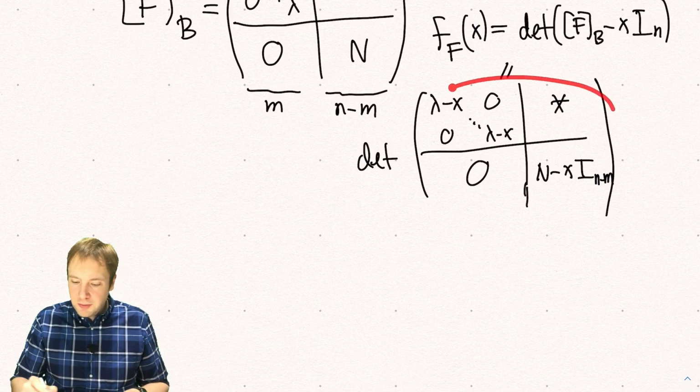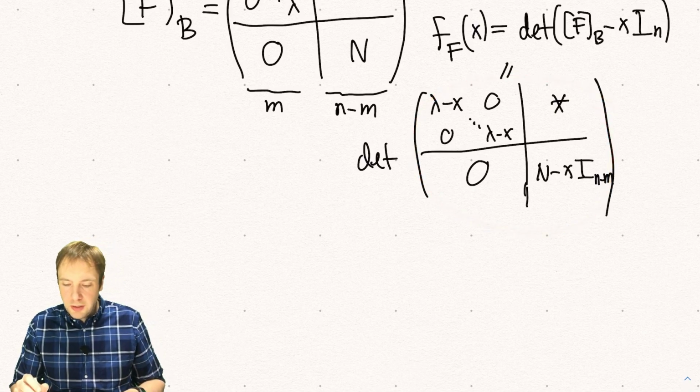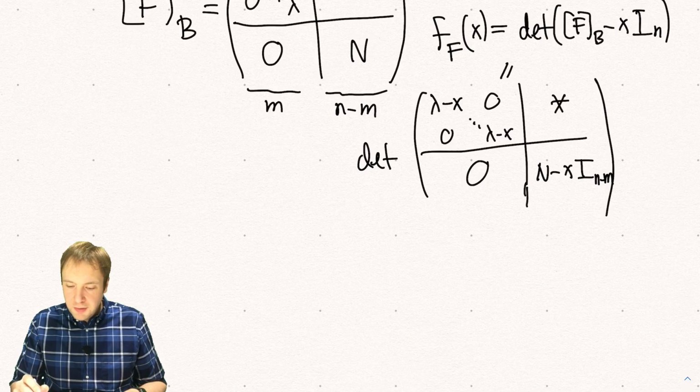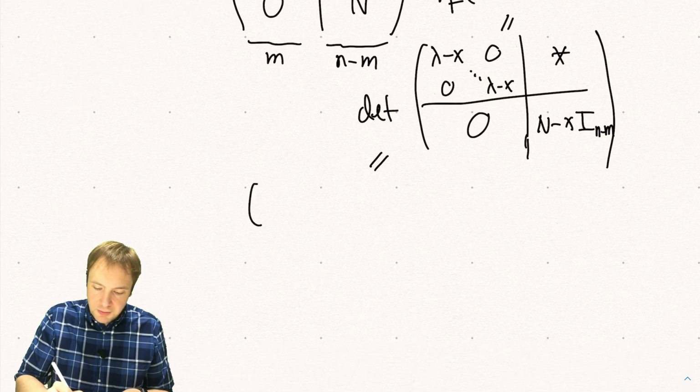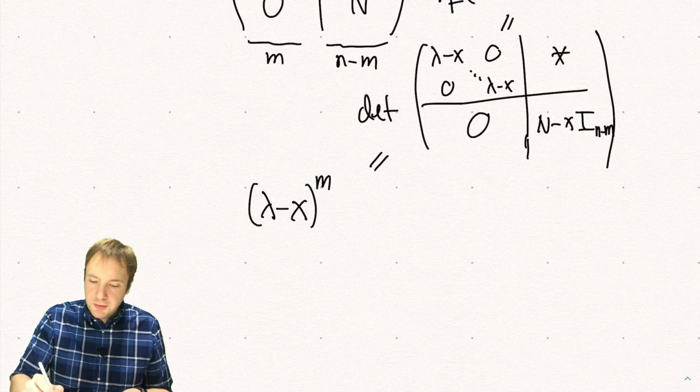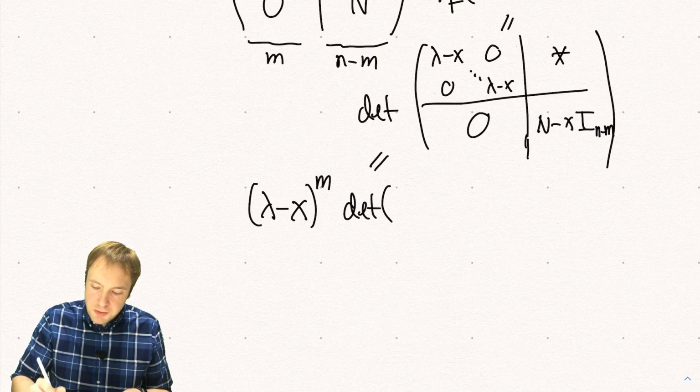But how do I calculate the determinant of this? If I want to calculate the determinant, then because I just have zeros here, the only possible patterns with contribution to the determinant is when I take the product of these guys. So this is given by lambda minus x to the power of m times the determinant of this part here, times the determinant of n minus x, n minus m.